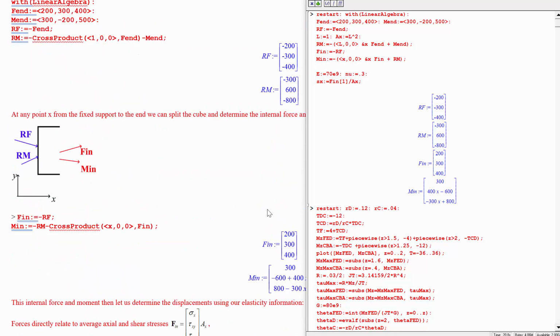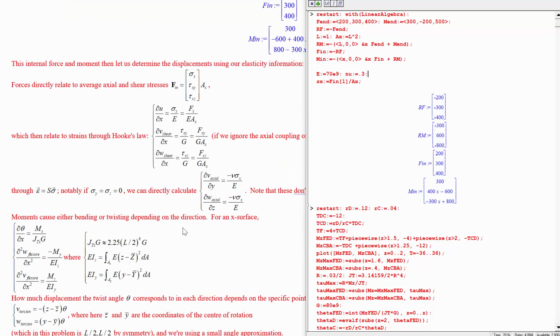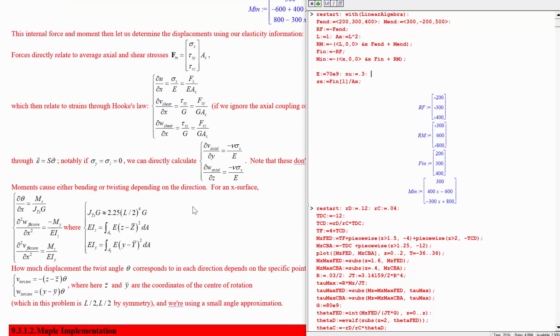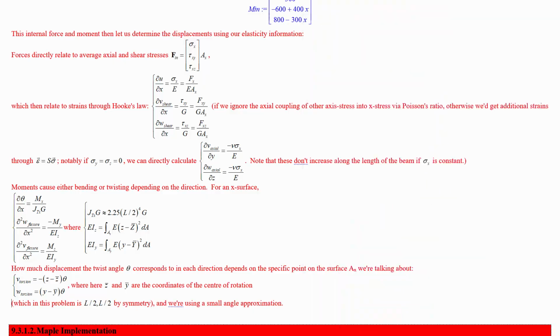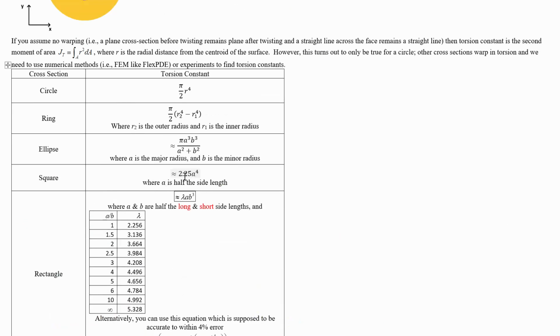Also, we have a square cross section, so later on we're going to need what JT is. JT for twisting of a square cross section with a length of L is, not pi, it's 2.25 times (L over 2) to the power of 4. That was our JT at the start of this for a square cross section.